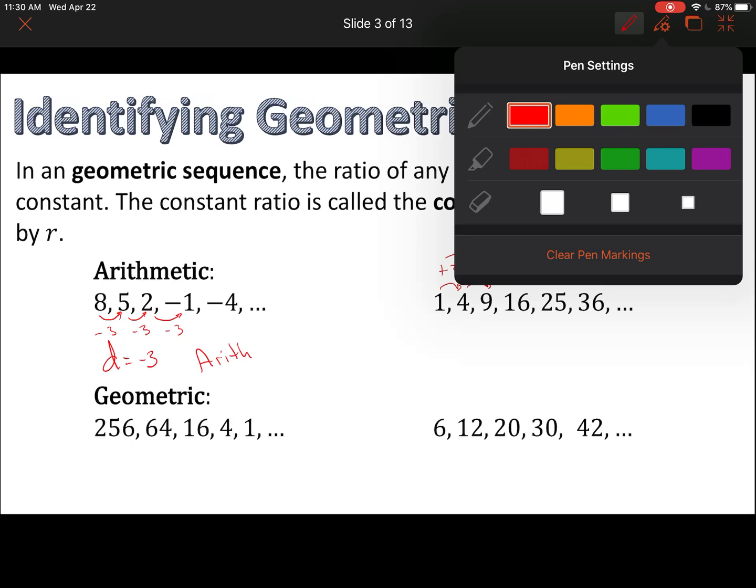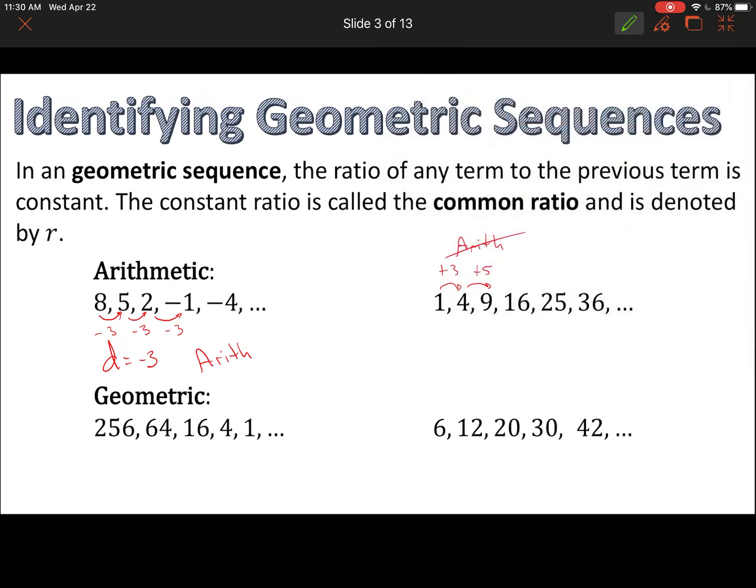The new thing I can check for now is geometric. Do I keep multiplying by the same thing? Well, to go from here to here, I multiplied by 4. To go from 4 to 9, I did not multiply by 4 again. So therefore, it is not geometric. So it is neither arithmetic nor geometric. This one's actually perfect squares. So 1 squared, 2 squared, 3 squared, 4 squared, 5 squared, and so on. So we'll just call this perfect squares. It's kind of a unique one. There's not really a formula for it that we're going to be using.